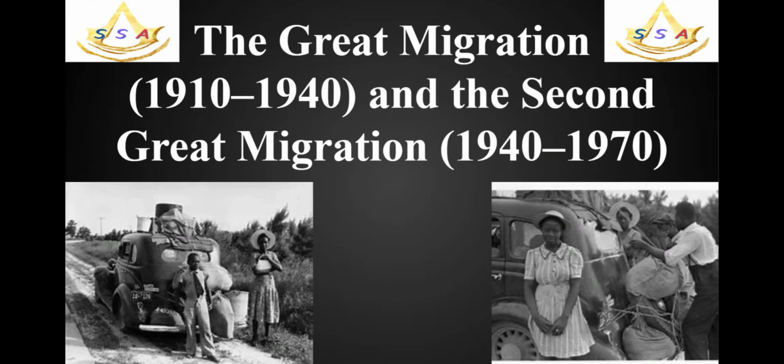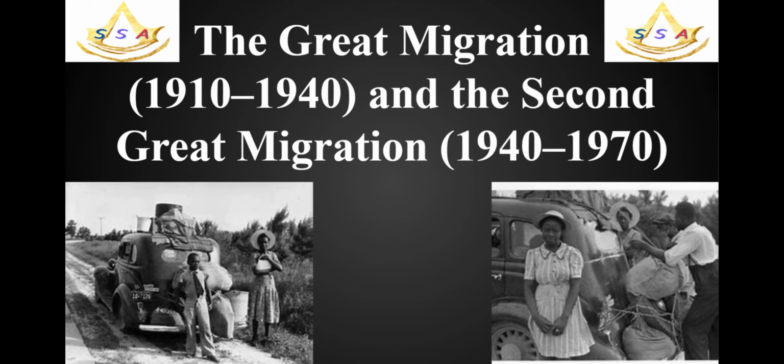The Great Migration and the Second Great Migration were two major waves of mass movement in the United States, in which millions of African Americans relocated from the rural South to the urban North and West. These migrations profoundly reshaped the social, political, cultural, and economic landscape of the country.